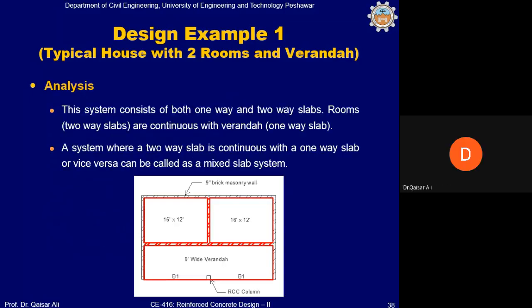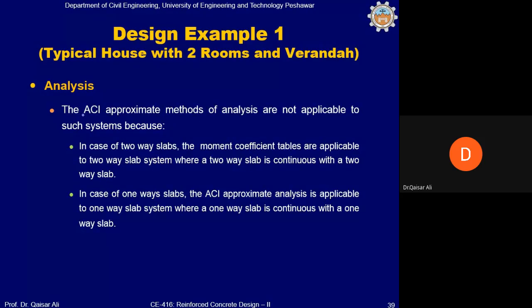जी सर। अच्छा. Now coming, again this is the same discussion जिस तरह मैंने आपको बताया कि coefficient method जो है, this system consists of both one-way and two-way slabs. Rooms two-way slab are continuous with veranda one-way slab. A system where a two-way slab is continuous with one-way slab or vice versa can be called as mixed slab system. यहाँ पर आप देखें वही बात है, ACI approximate method of analysis are not applicable to such system because in case of two-way slabs the moment coefficient tables are applicable to two-way slab system where a two-way slab is continuous with a two-way slab system. ये already हम discuss कर चुके हैं. See, similarly जो ACI coefficient for one-way slab है, it is applicable to one-way slab where a one-way slab is continuous with another one-way slab. बात समझ में आ गई?